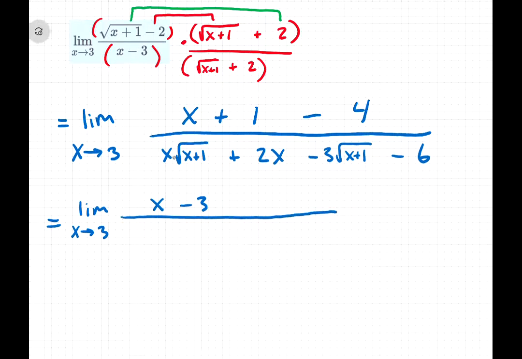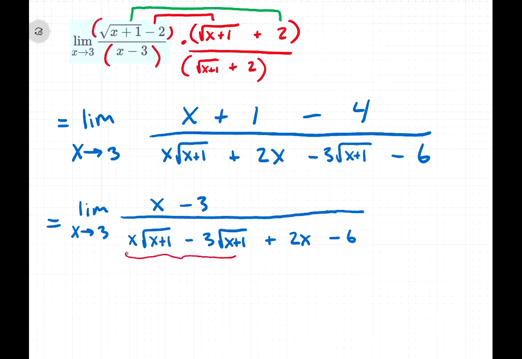Now, I'm going to reorder these terms, which is fine as long as you keep the right sign with the right term. Let's put the x plus the terms with the square root of x plus 1 first. Then there's a positive 2x and there's a minus 6. Obviously we can't factor the entire denominator, but we could factor these two terms and these two terms. They each share common factors, so we can factor by grouping.